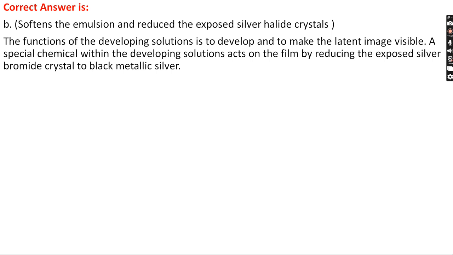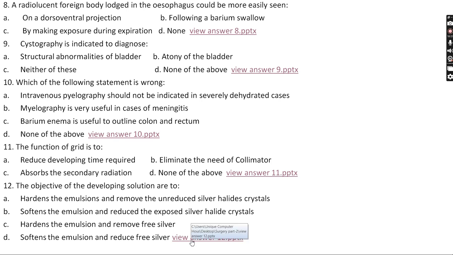Okay, developing. We first need to know about the function of the developing solution. Its major function is to develop and make the latent image more clearly visible. In the developing solution, a special type of chemical acts on the X-ray film and reduces the exposed silver bromide crystals to form metallic silver, so that the image becomes more clear.